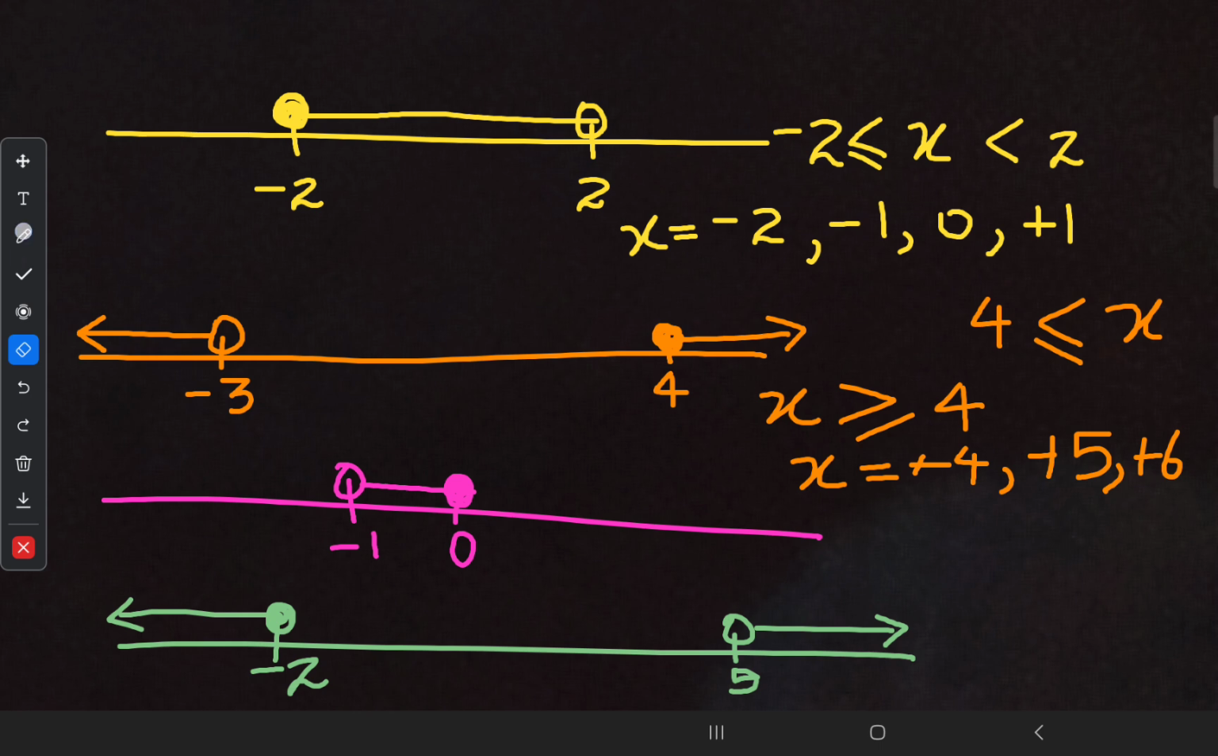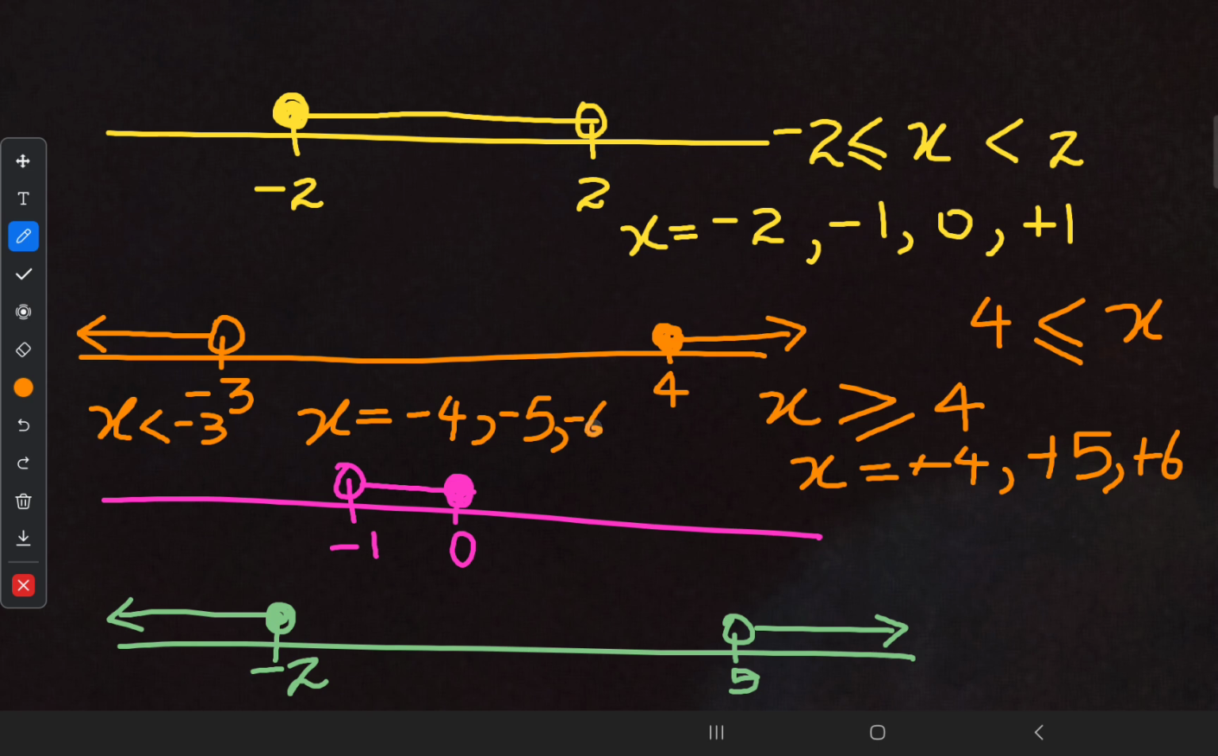Okay, when you look at this side, the left side area here, x values which are less than -3. So x cannot hold -3. It can hold the values which are less than -3. That means -4, -5, -6.